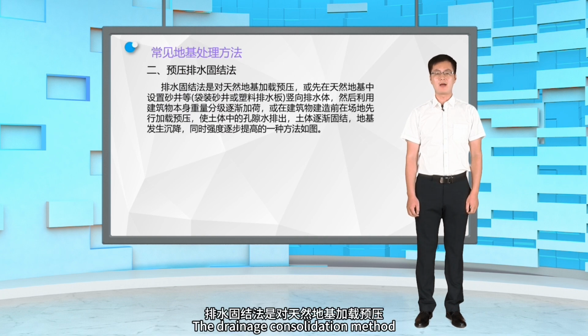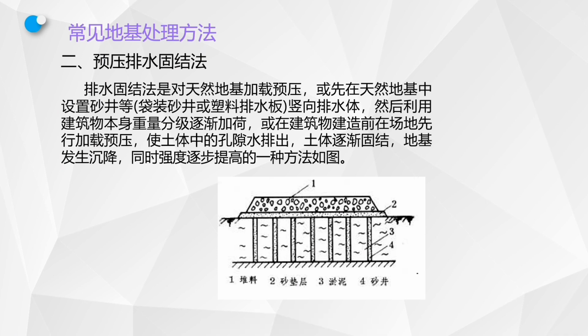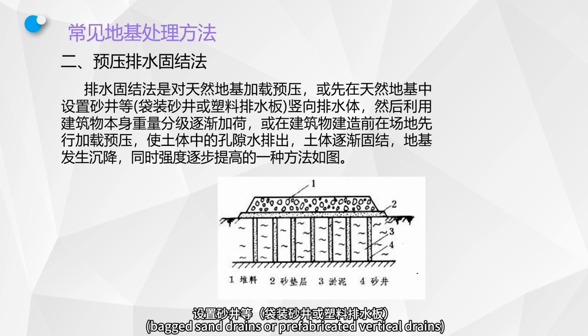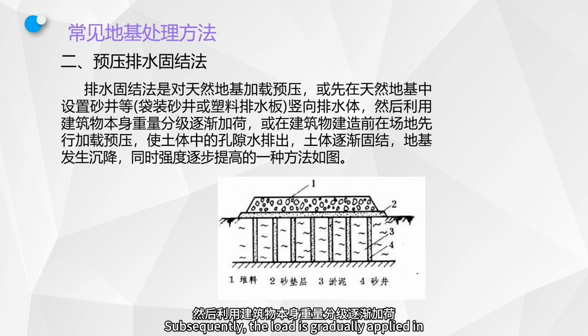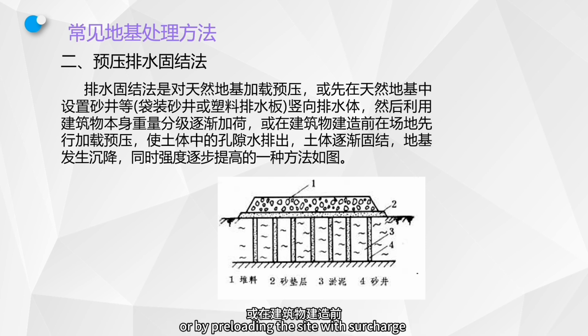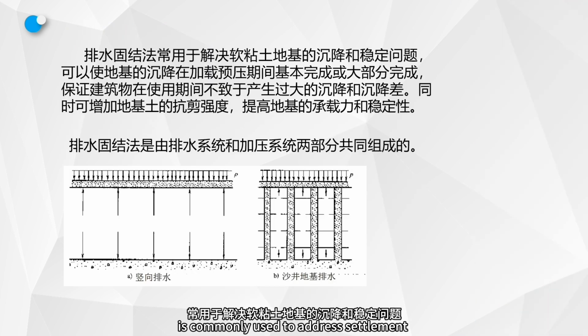The drainage consolidation method involves preloading the natural ground, or first installing vertical drains, such as sand drains, bagged sand drains, or prefabricated vertical drains in the natural ground. Subsequently, the load is gradually applied in stages using the weight of the structure itself, or by preloading the site with surcharge before the construction begins. This process allows pore water to be discharged, leading to gradual soil consolidation, ground settlement, and a stepwise increase in soil strength. The drainage consolidation method is commonly used to address settlement and stability issues in soft clay foundations.